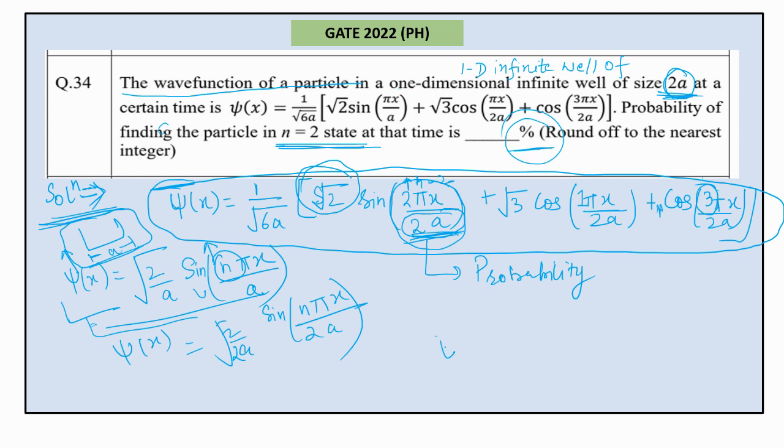Now what you need to do is first normalize this wave function. First see whether this wave function is normalized or not. If you see here, 2 plus 3 plus 1 upon 6a is equals to 1. So you will find a factor a is there. So I'll multiply this whole wave function with root a.